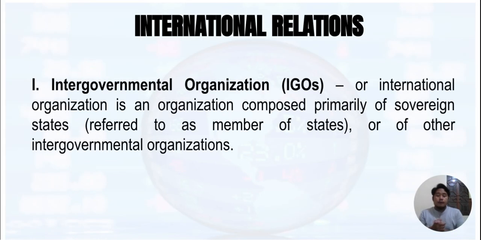So, first one is Intergovernmental Organization, or IGOs. Now, these are the organizations that are established through an agreement or a treaty between two or more countries. Another definition is that it is an organization composed primarily of sovereign states, or in other words, countries as well, and they are referred to as member states.